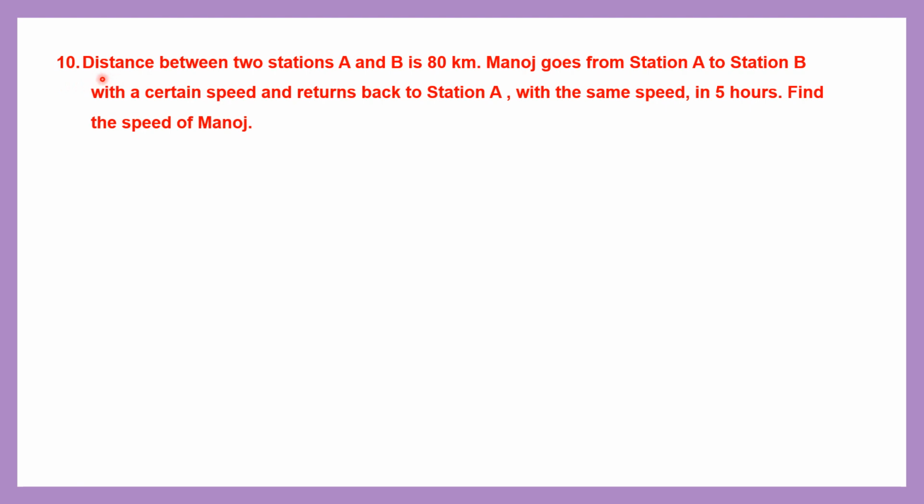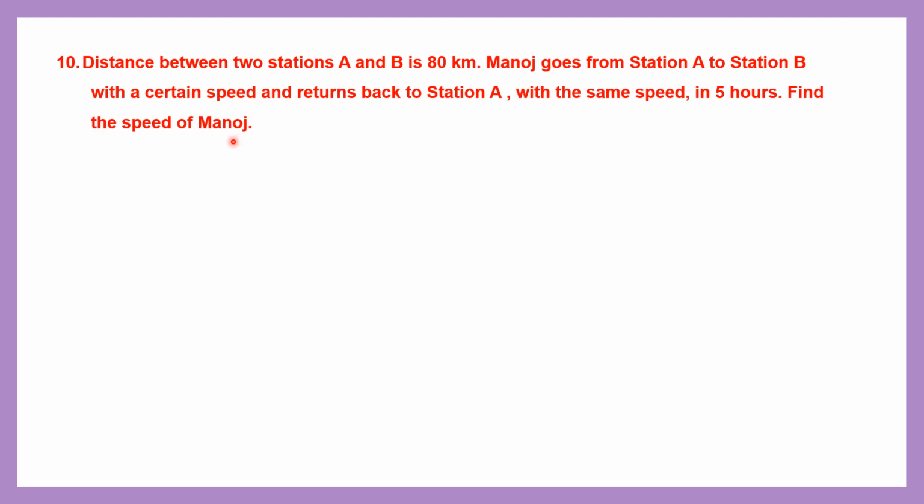Question 10. Distance between two stations A and B is 80 kilometers. Manoj goes from station A to station B with a certain speed and returns back to station A with the same speed in 5 hours. Find the speed of Manoj.